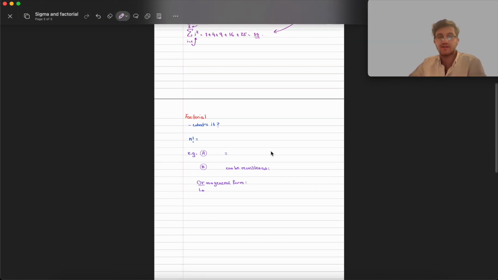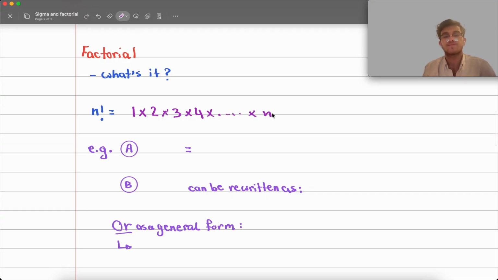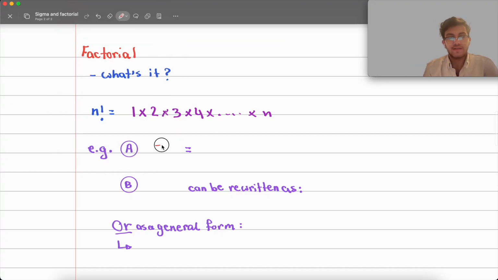Let's get into factorials. What is a factorial? Factorial is the product of all natural numbers from 1 up to n. So if I have n factorial, this means 1 times 2 times 3 times 4 up to n. Let's see an example. If I have 7 factorial, I can write it as 7 times 6 times 5 times 4, 3, 2, 1.